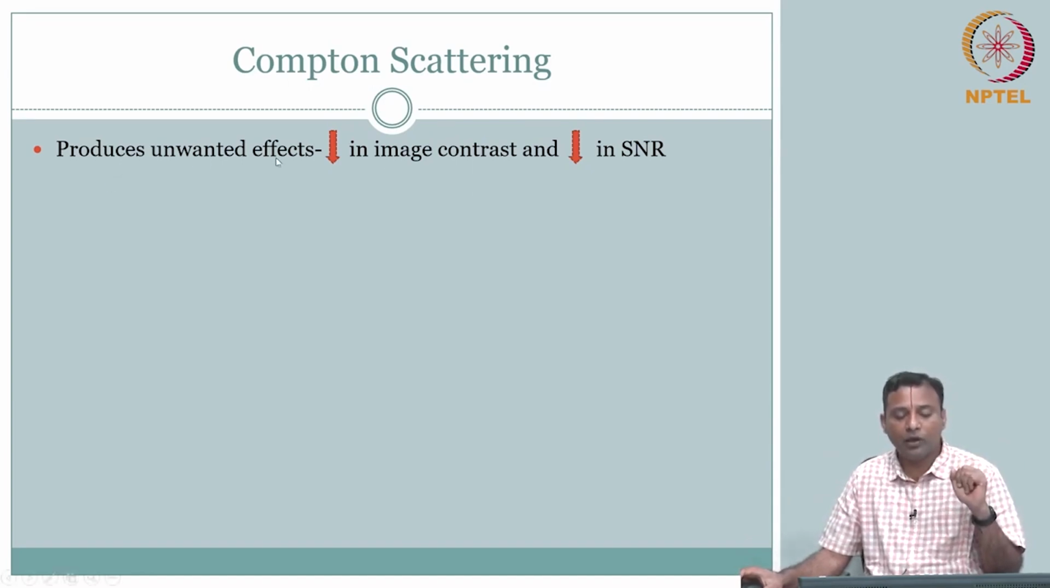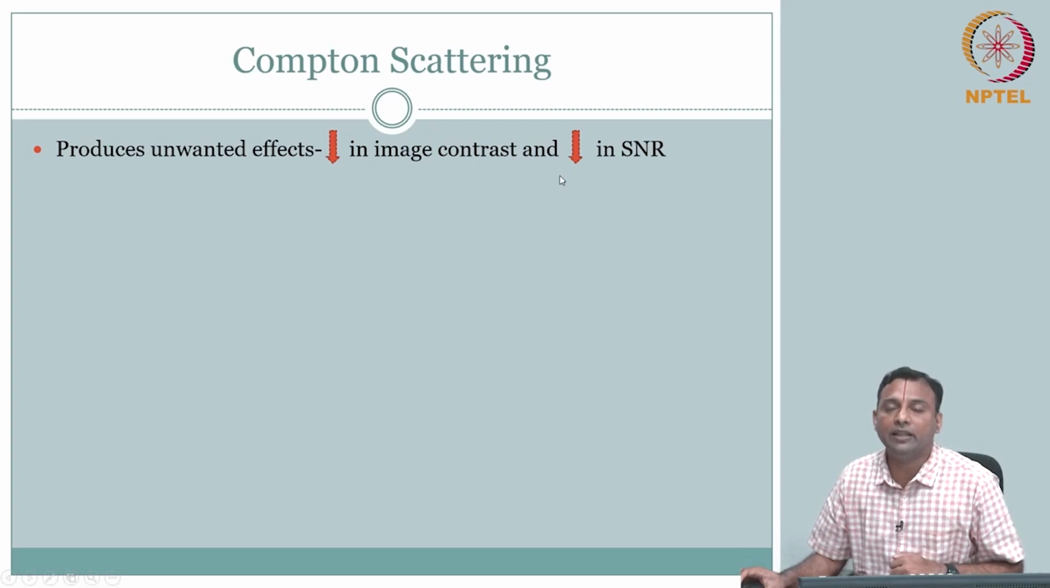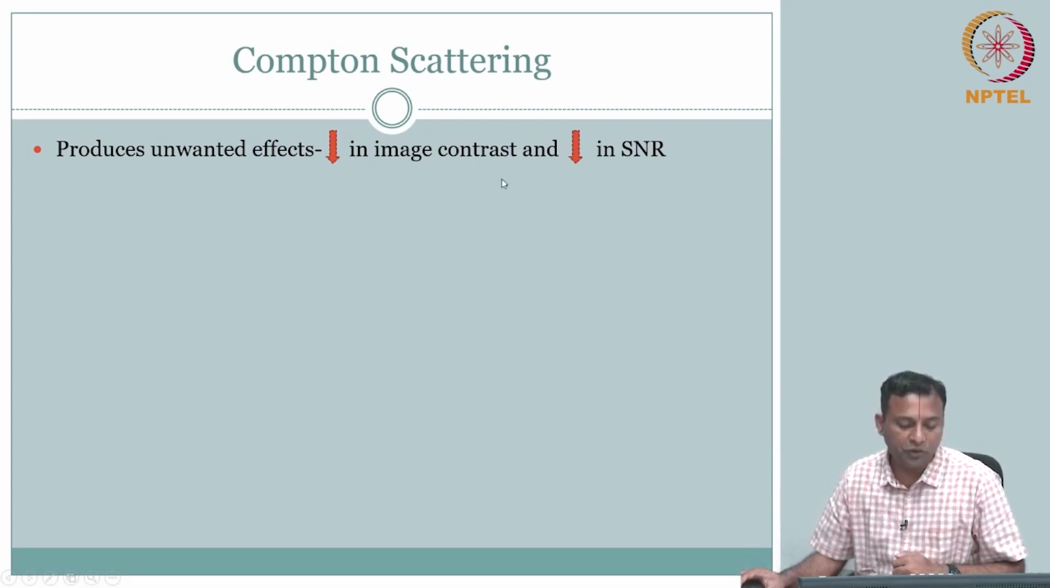So, it produces an unwanted effect where the image contrast is reduced. We will see why it is reduced, and it also decreases the signal to noise ratio. So, we will see and write out these unwanted effects. In order to do that, first we will talk about the effect on contrast to noise ratio.